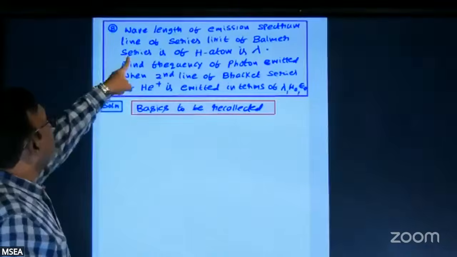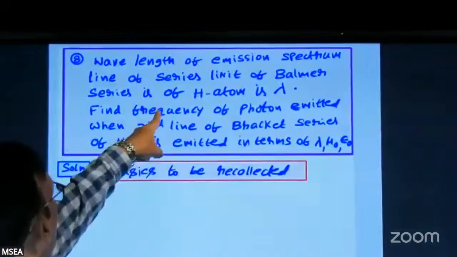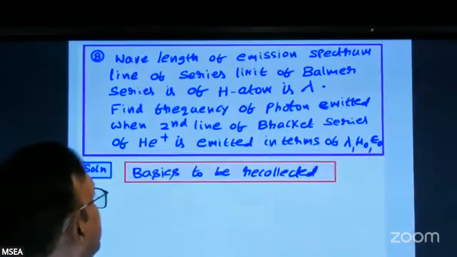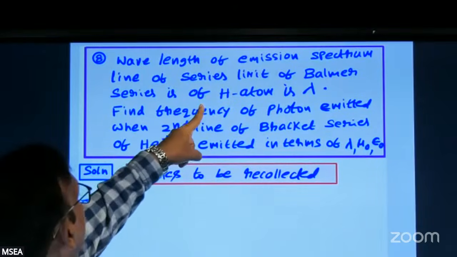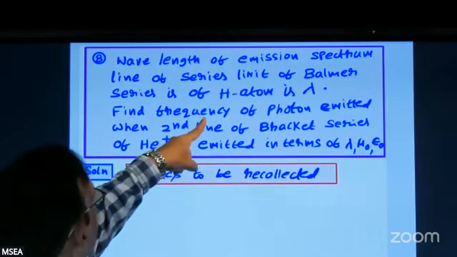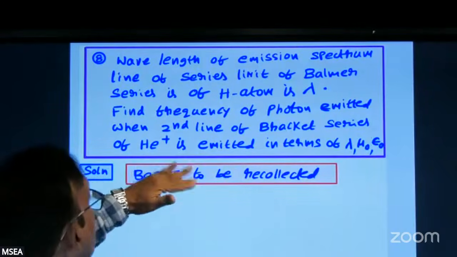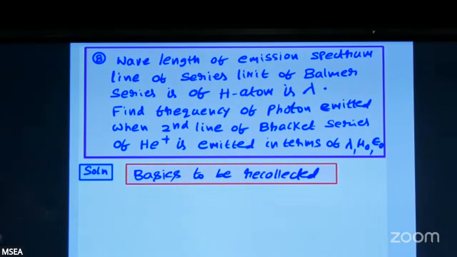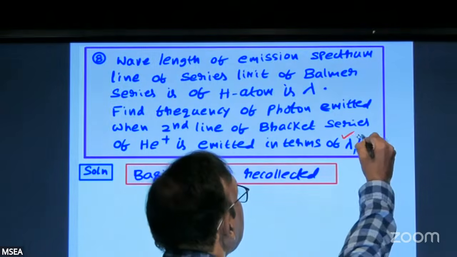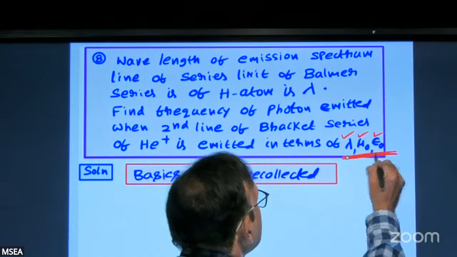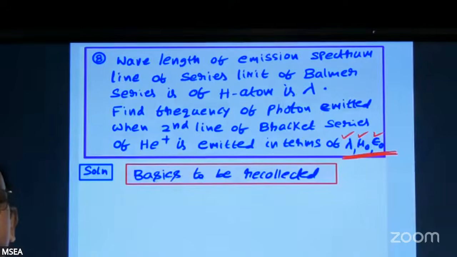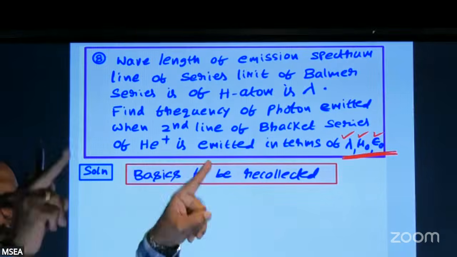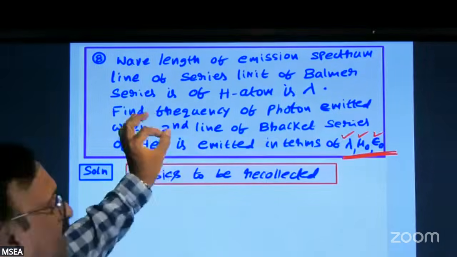Now comes the wavelength of emission spectrum line of the series limit of Balmer series of hydrogen atom is lambda. Find the frequency of photon emitted when second line of Brackett series of helium plus is emitted, that too in terms of lambda, mu naught, epsilon naught. Such questions are most common in both chemistry and physics, and this question covers almost all the possible models that they can ask.